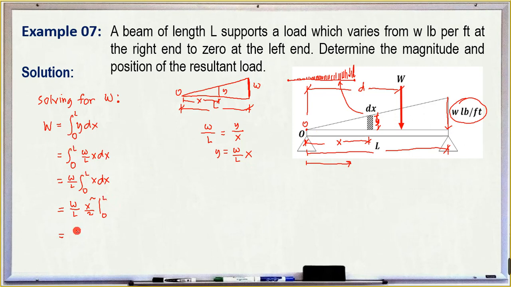Now ato na siya i-simplify. WL squared all over 2L or simply WL all over 2. So that is the value of our weight. Okay, masya value sa itong weight. Next, ni kuan na pod ni D. Sa may kuan pag-solve ni D. So solving for D.